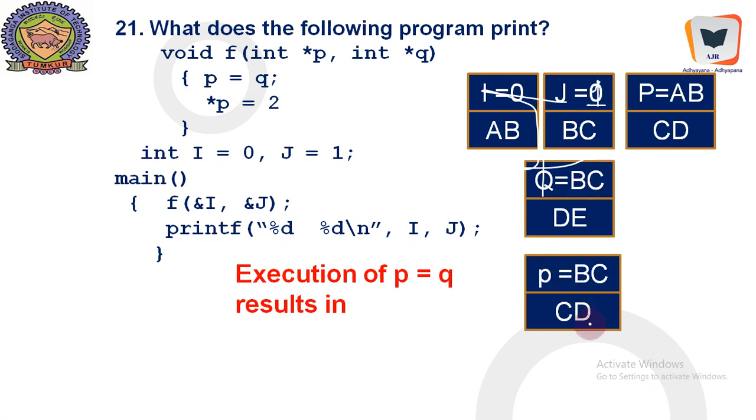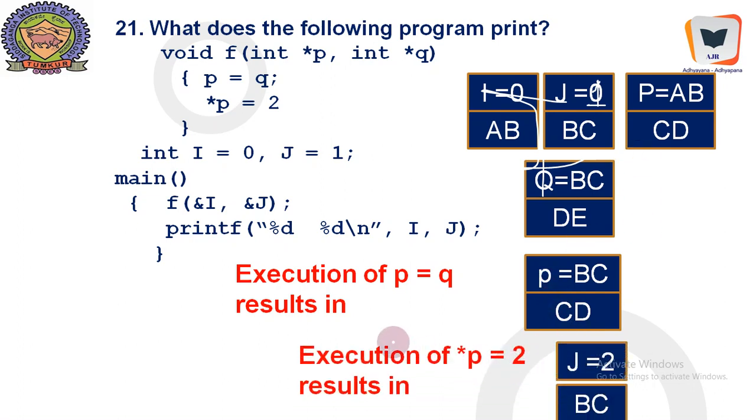So P becomes equal to BC, and the address of P is CD. It doesn't change anyway. Execution of *P = 2, this is nothing but the star P, asterisk P, is to initialize a value of 2 to the memory location which is pointed to by P.